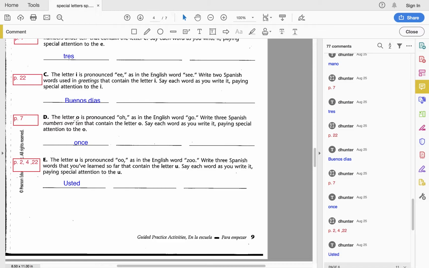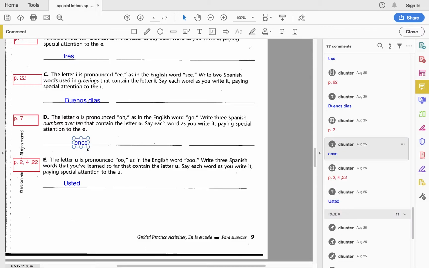Part D, letter O is pronounced O, as in the English word go. Write 3 Spanish numbers over 10 this time from page 7. So go back to page 7 for that section and write numbers over 10. Like once. Once has that O as in go. And finally, the letter U is pronounced U, as in the word zoo. Write 3 words from either page 2, 4, or 22 that you learned contain that letter U. I've given you one here, usted. Pay special attention to that letter as you're looking for them and pronouncing them while you write.